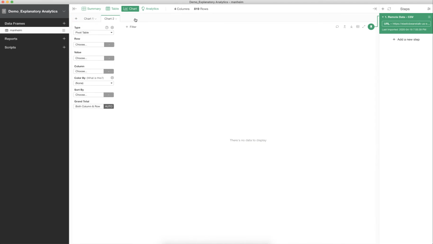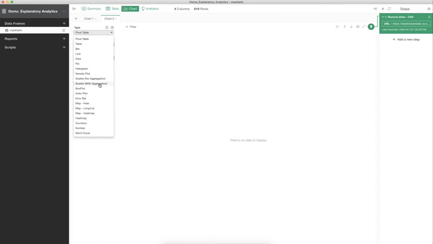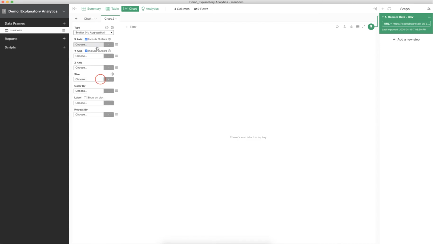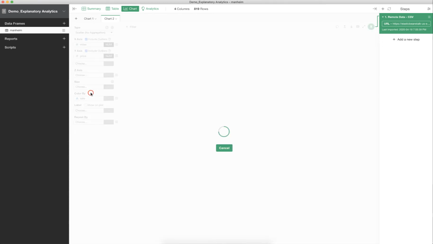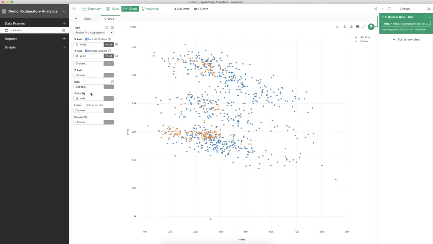So we can build another chart. Again, I shall be using a scatter plot. Again, the x-axis is going to be miles. The y-axis is going to be price. But instead of coloring by the model of the car, I shall be coloring by how the car was sold. We still see the three bands, but we see something else.